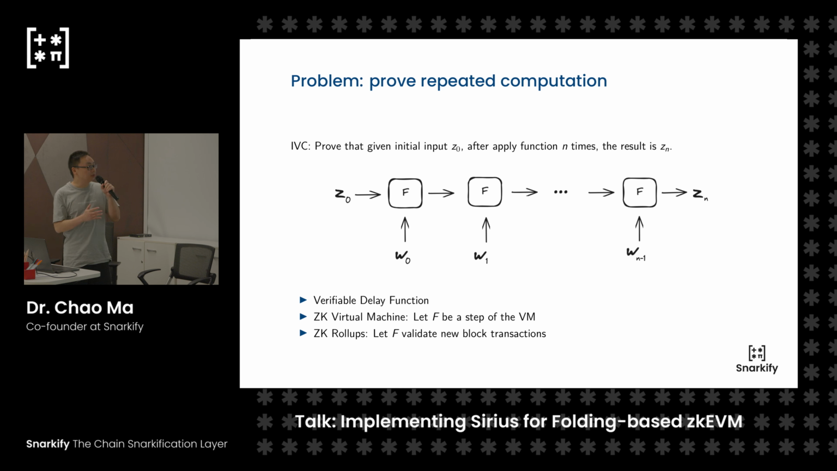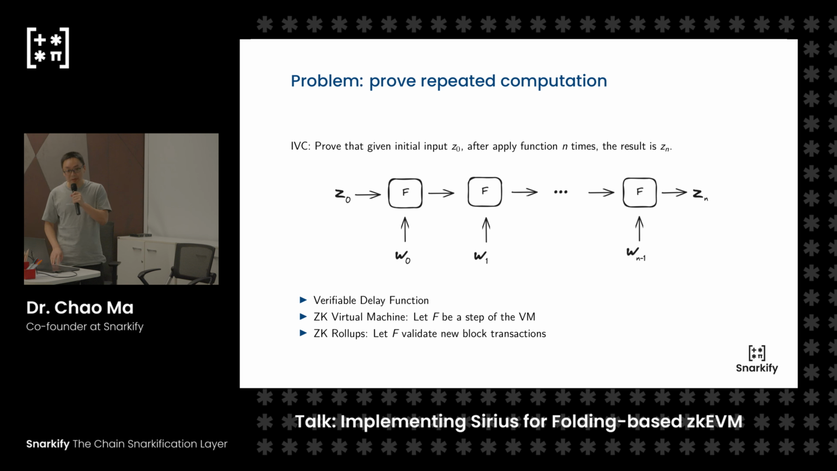The whole purpose is that the prover will fold all n steps of computation, and the verifier will verify it at the end just once. So after folding n steps of computation, the verifier just verifies the final proof, and if the verification of the final proof passes, it means all the n steps of computation are correct.